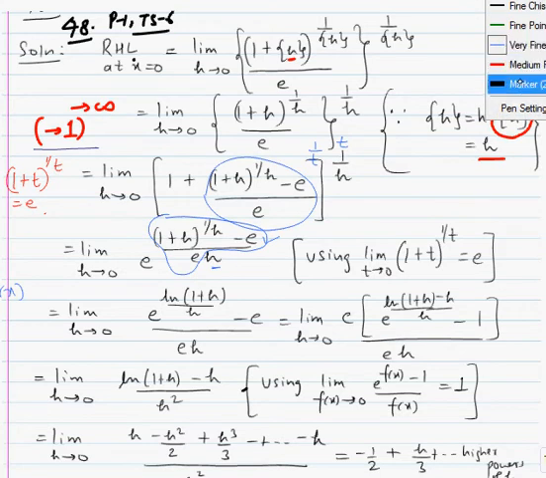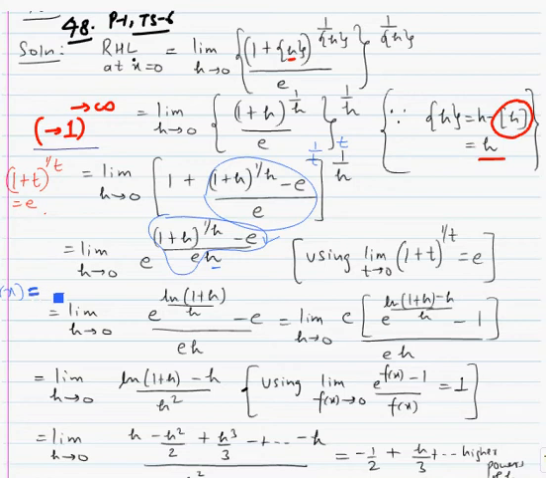So we use this formula: f(x) can be written as e to the power ln f(x), right? So we write e to the power ln of this, and 1 by h is in the power, so 1 by h will come out. Now we take e common and cancel out, right? From this you can see we apply the formula, we take e common and cancel out.